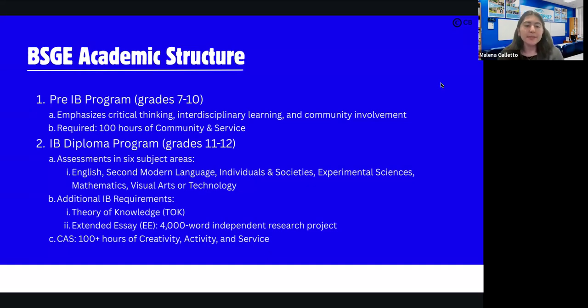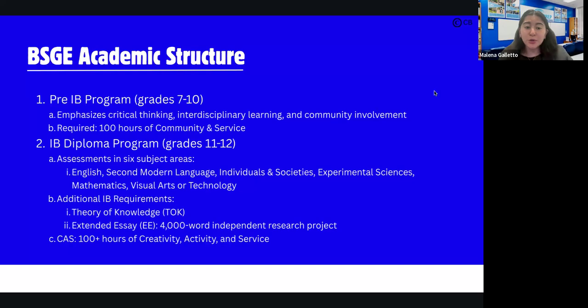The second part, grades 11 through 12, is the IB diploma program. And I'm sure you guys are aware, but just to go over, the assessment is in 6 subject areas: English, second modern language, individuals and societies, experimental science, mathematics, and visual arts or technology. So again, colleges are looking for well-rounded students. So it's absolutely amazing that you guys already go into all these different disciplines throughout high school.